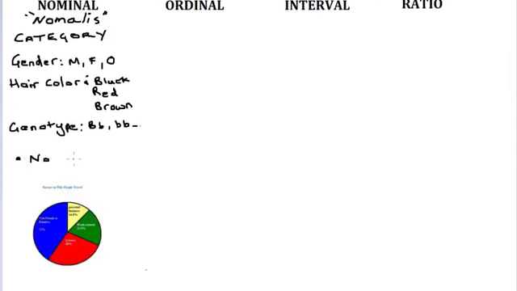They have a couple of defining characteristics. The first is that you can't assign them any order. The second is they cannot be quantified. In other words, you can't perform arithmetic operations on them like addition or subtraction, or any logical operations like equal to or greater than. Next up is ordinal.